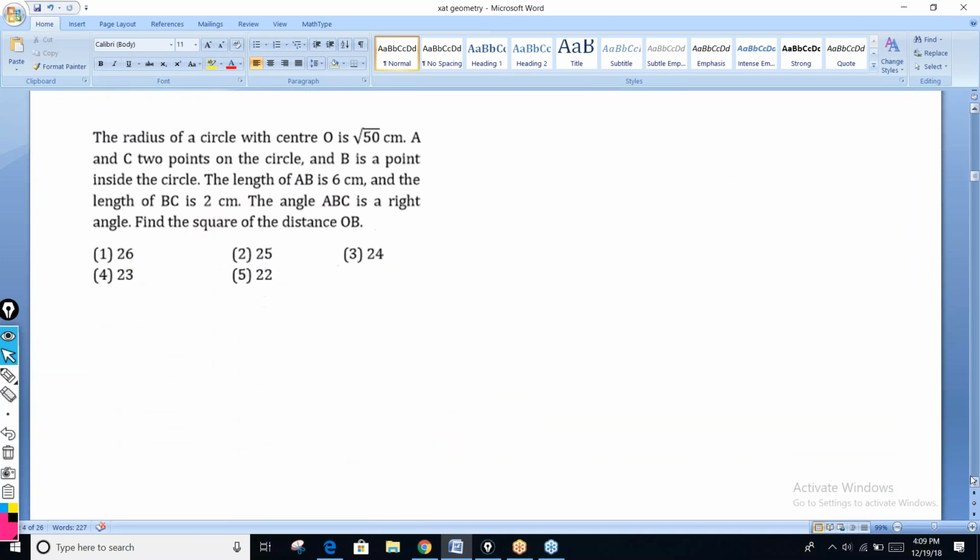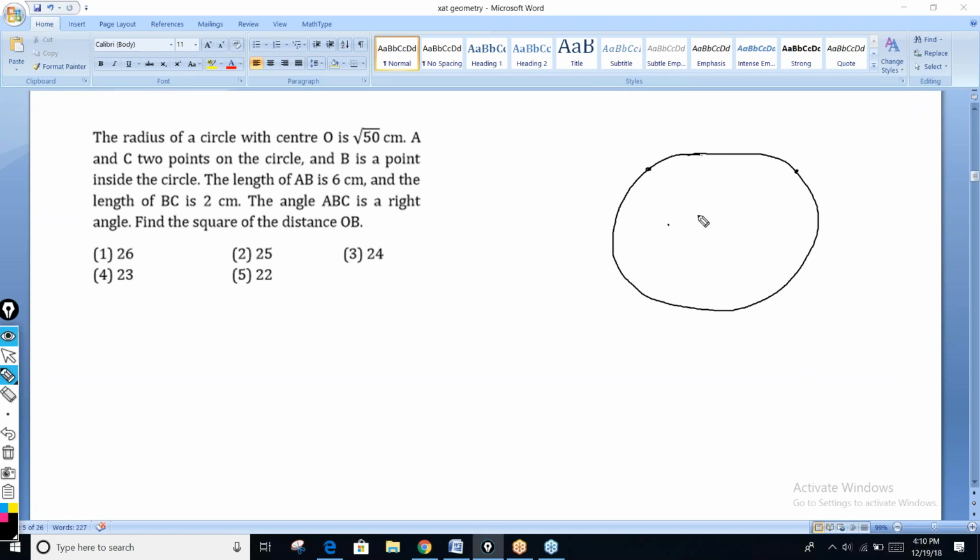Yeah, that was a difficult one. Out of all the four questions, that was a difficult question. The radius of a circle with center O is root 50 centimeter. A and C are the 2 points on the circle, and B is inside the circle. So let's say there's a circle. A and C are the 2 points on the circle, and B is inside the circle. The length of AB is 6.